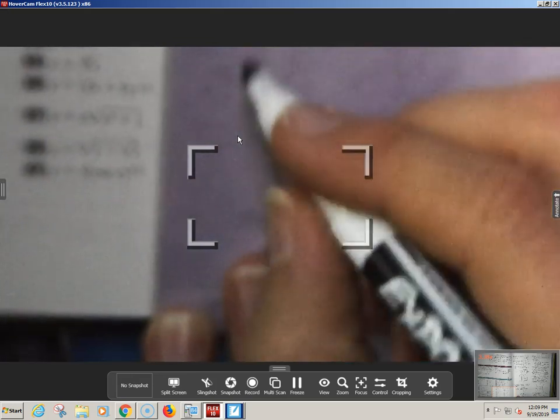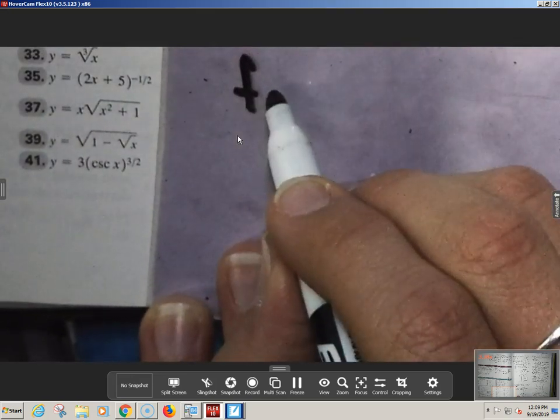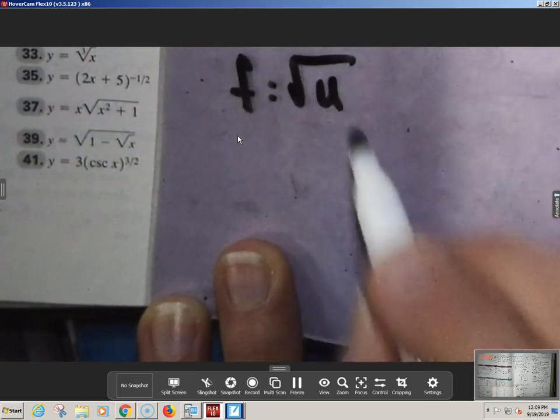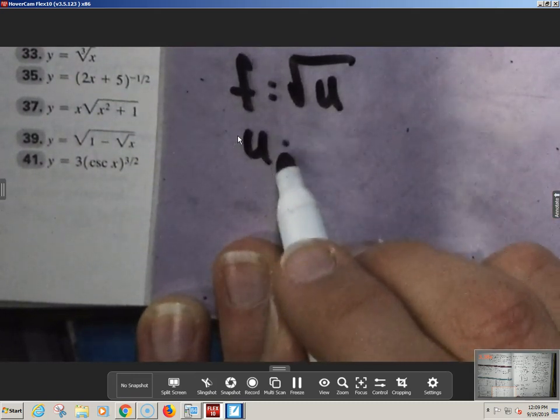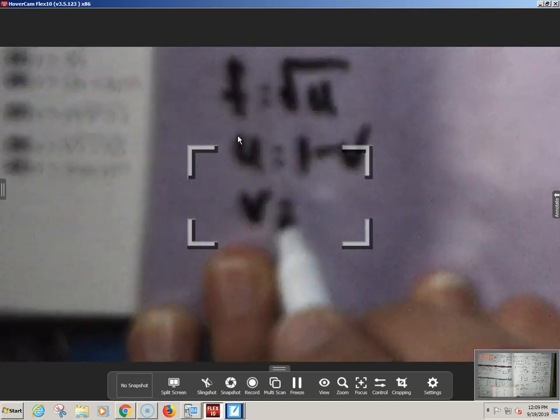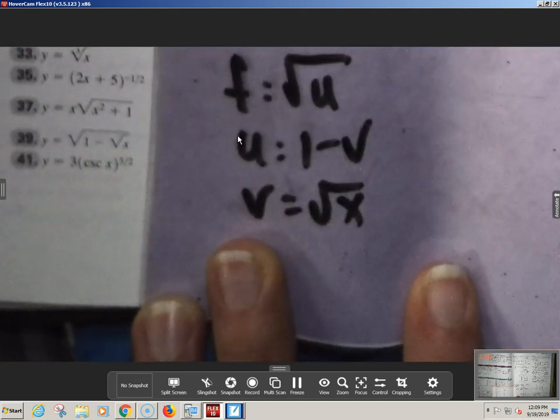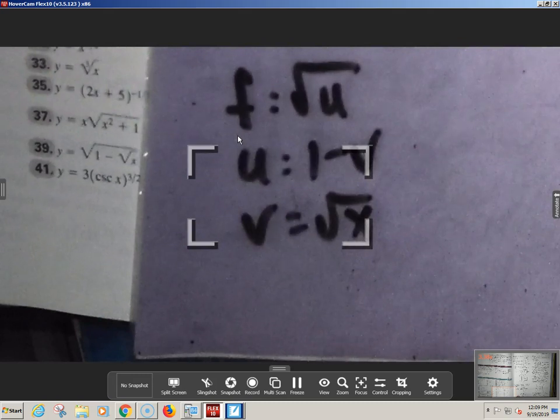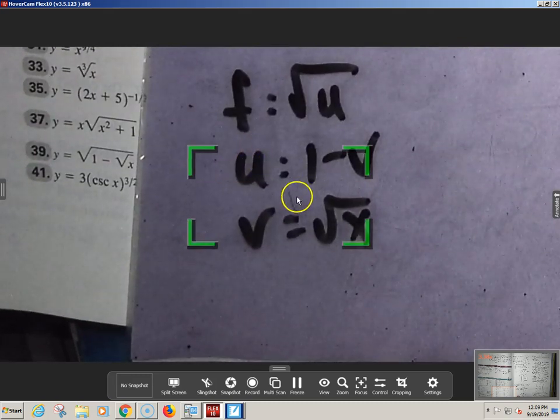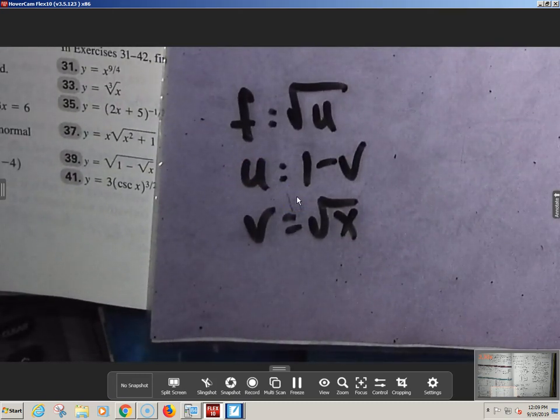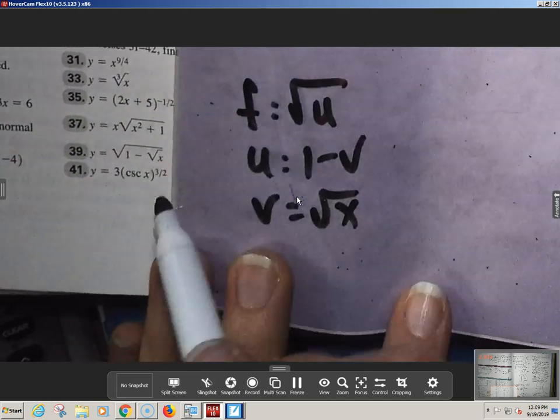Yeah, so if you want to think of it this way, my f was square root of u, my u was 1 minus v, and my v was square root of x, if you want to think about it that way. So that's for number 39, sorry.